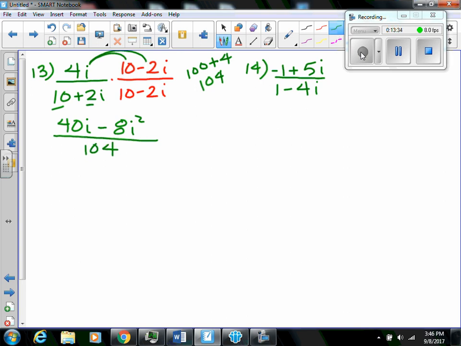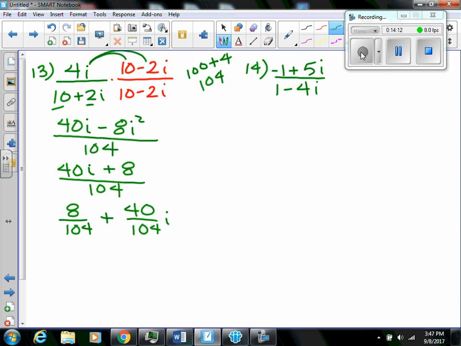Now, at this point, you're going to simply divide this up. I'm sorry, not divide it. You're going to take this i squared and substitute negative 1. So you have 40i, and then 8 times negative 1, negative 8 times negative 1 becomes plus 8, and all of that is over 104. Now, at this point, we're going to go ahead and break it up. Remember, you want your real part first, and then you want your imaginary part. So you'll have 8 divided by 104 plus 40 divided by 104i.